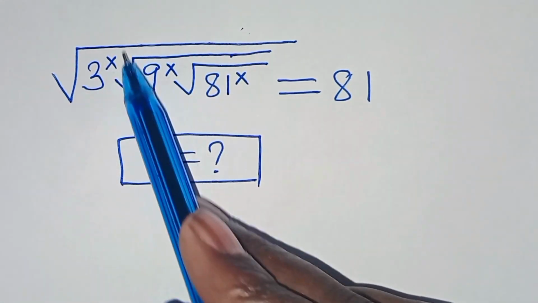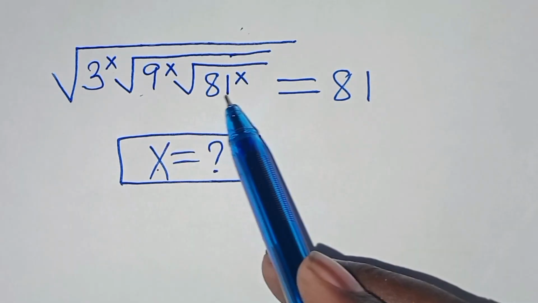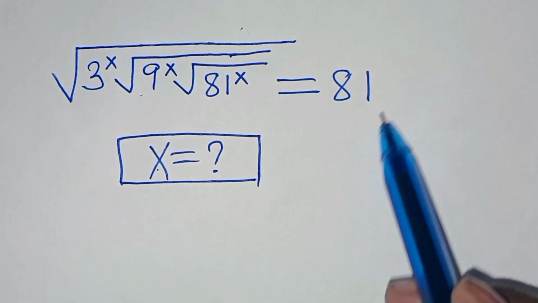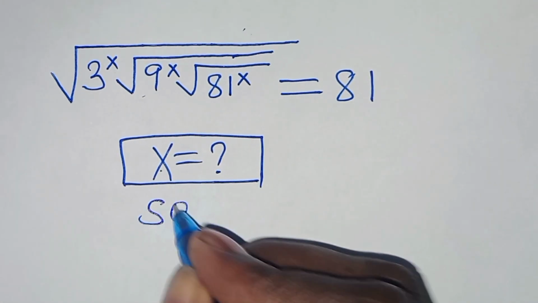So for the value of x, given this nice radical expression, which is the square root of 3 to the power x times the square root of 9 to the power x times the square root of 81 to the power x, this is equal to 81. So what is the value of x? Now let's present the solution here.